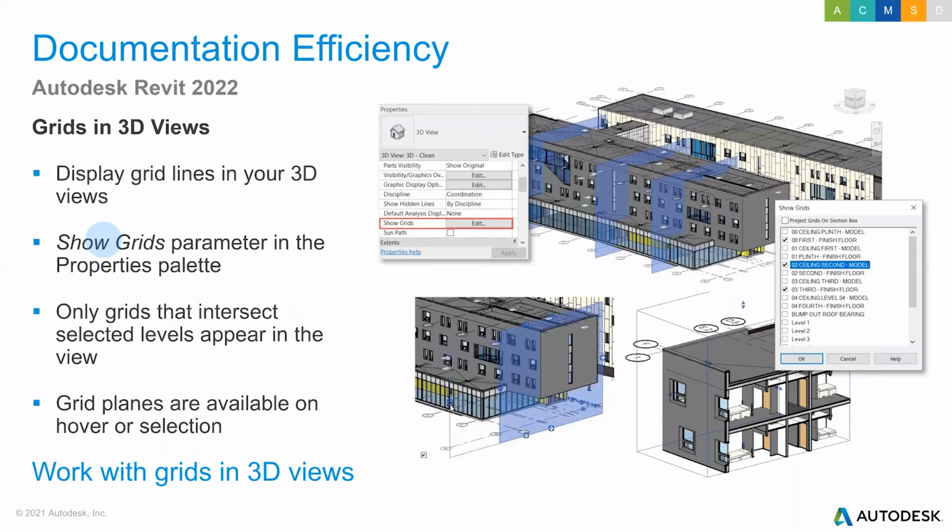Grids are now visible in 3D views. In past versions, levels were, and now grids are as well. Quite simply, we just turn them on inside the visibility graphic overrides. We can then either select or hover over those grid lines to sort of highlight them and make them more apparent. But this just at least now gives us some extra context about grids and formally levels when working in a 3D view.